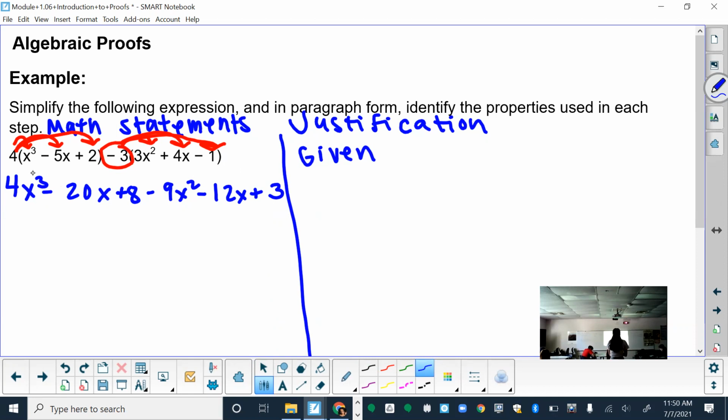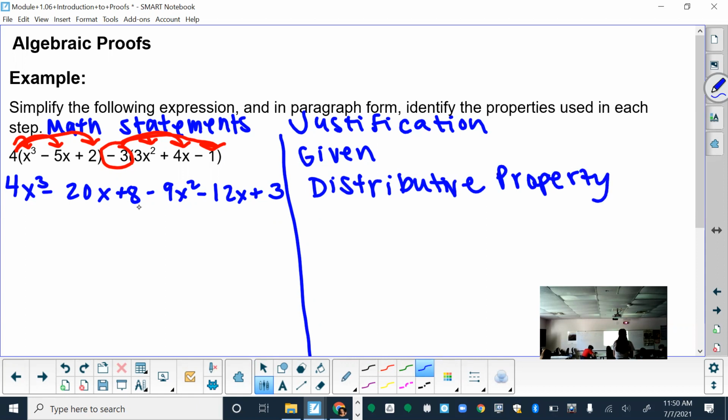So this is what I get after distributing. What would we put in this column for the justification? Good. I would put the distributive property. So this is the why, the reason we ended up here. We did the distributive property to get what we have on the left. Make sense?